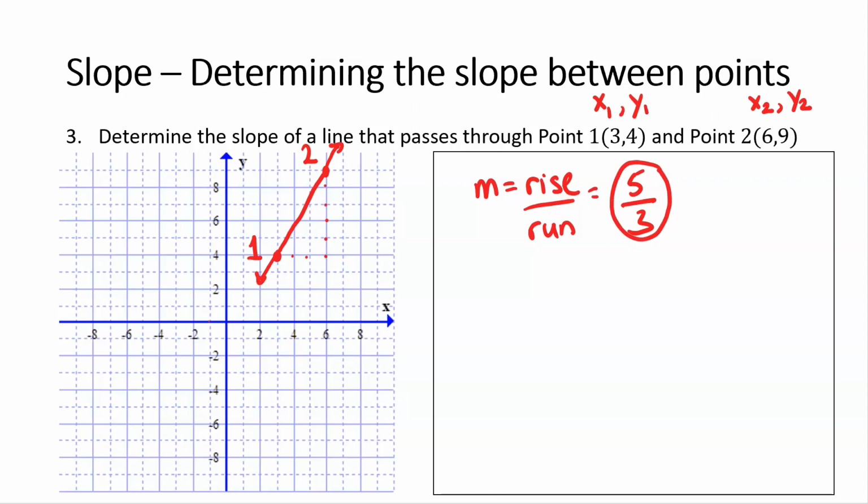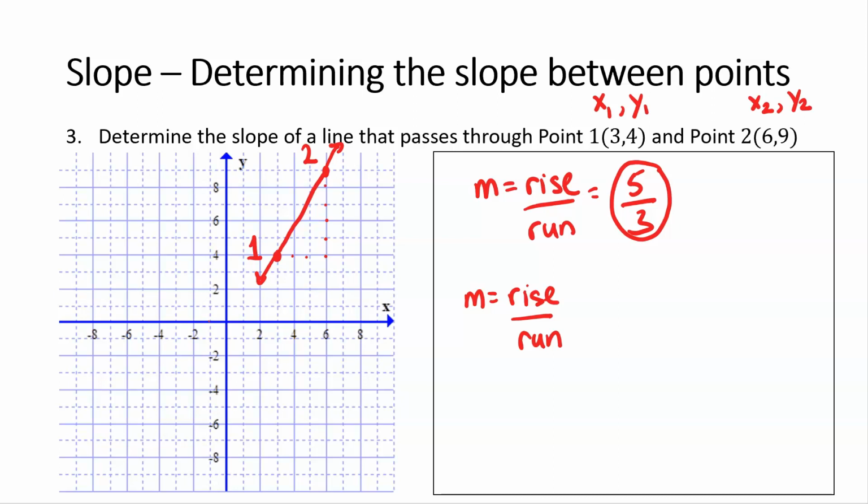But what if we weren't able to count so easily? If these numbers weren't so clean and exact? There's another method to calculate slope. So slope is always rise over run. It's the steepness of the line. But let's now try to calculate the rise, not count for it, and calculate the run, instead of count for it.